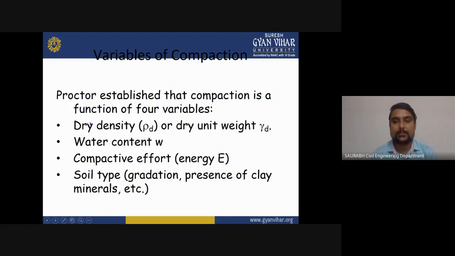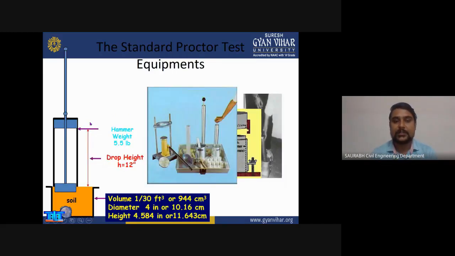Proctor established that compaction is a function of four variables, as you can see here. First is dry density, represented by gamma D, or dry unit weight; then water content W; compactive effort, or energy E; and soil type, gradation, and presence of clay minerals. These are the variables which affect the compaction, and you can also say this is the compaction function. Now we will see the compaction Proctor test here.